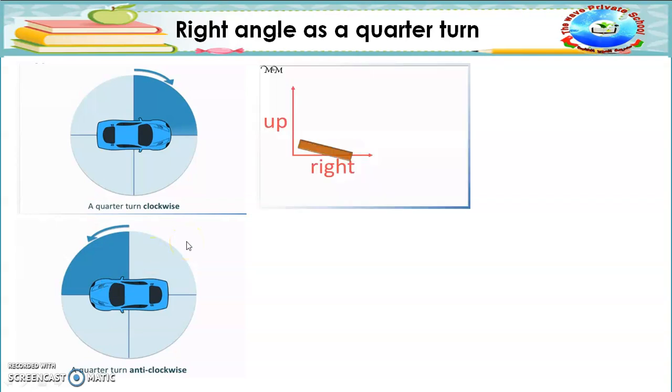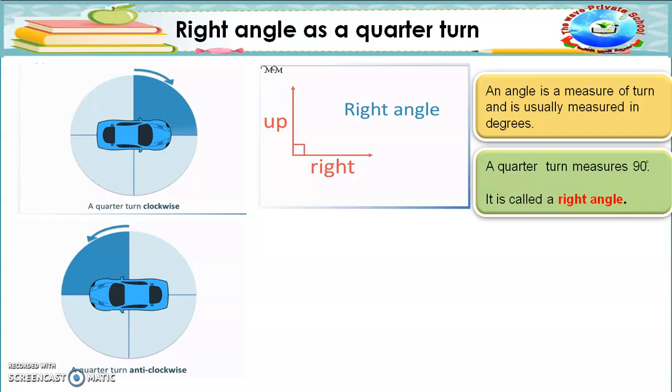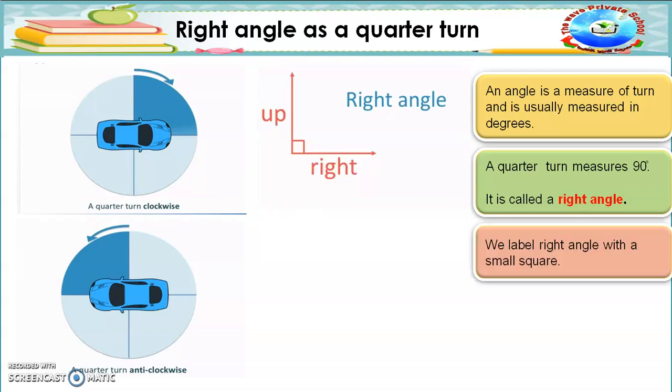See this. An angle is a measure of turn that is usually measured in degrees. A quarter turn measures 90 degrees. It is called a right angle. We label a right angle with a small square.